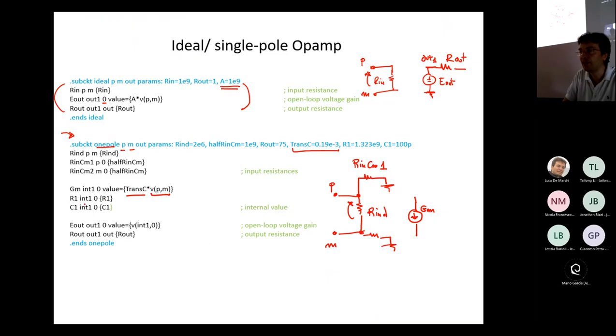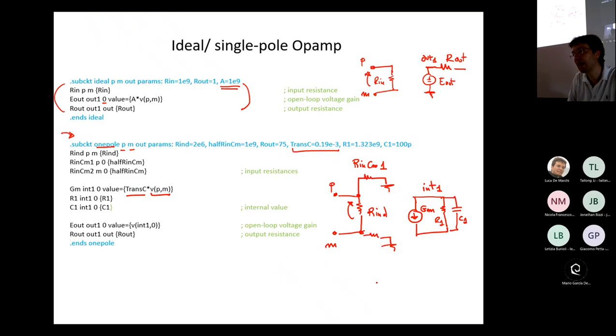This current flows into this parallel. We have a resistor, R1, and a capacitor, C1. Okay? This node is internal node number 1.